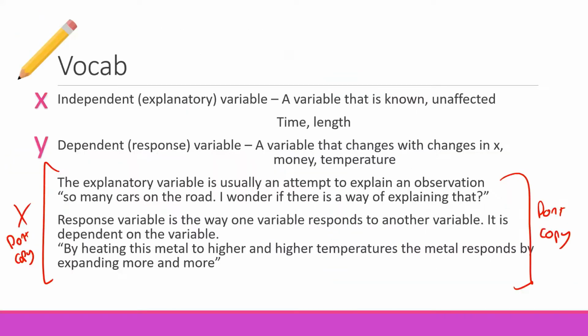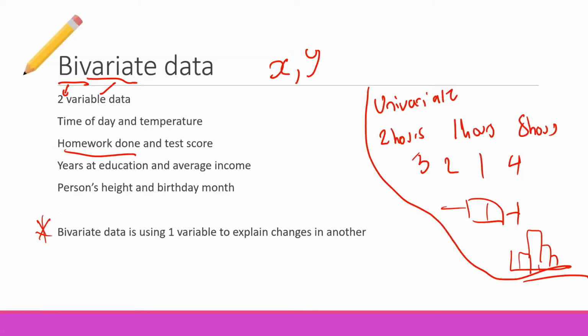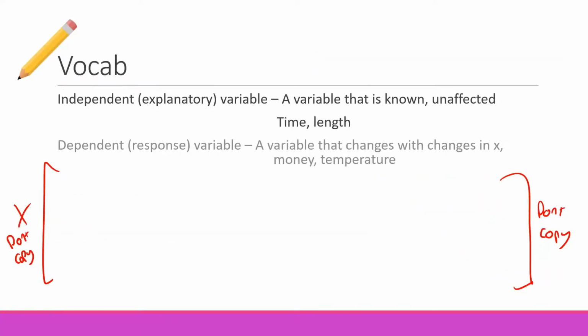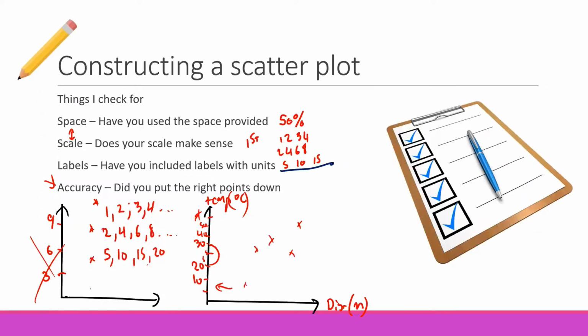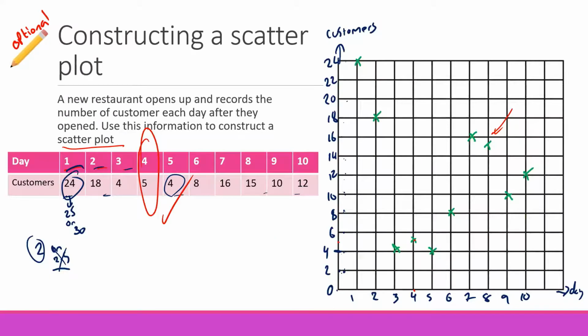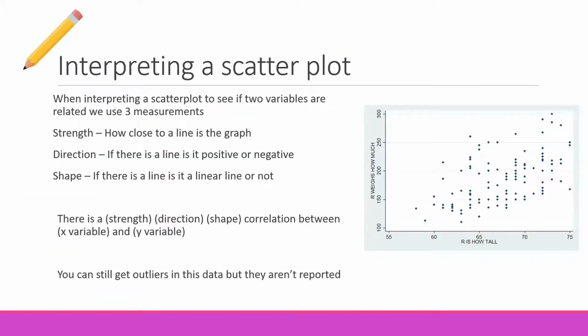So this is all about how to construct scatter plots. Firstly, I said this is what bivariate data is. I said this is what the vocab of independent and dependent variables actually mean. And then I just finished up with how to do a scatter plot. What I'm going to talk about now is how to interpret a scatter plot. And interpreting a scatter plot is like the opposite. Now you know how to create a scatter plot, I want to show you guys how to interpret one. And we're just going to focus on the basics here.